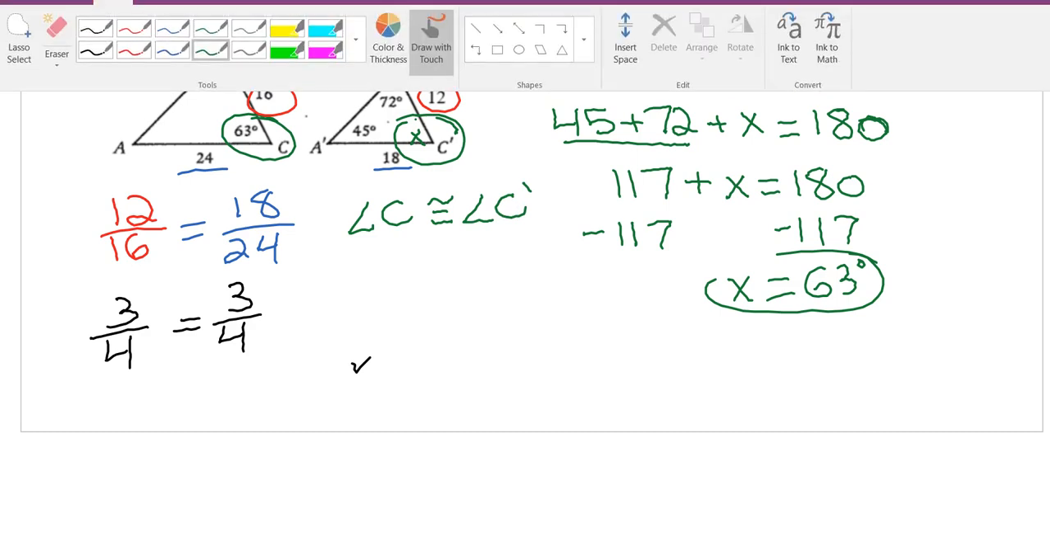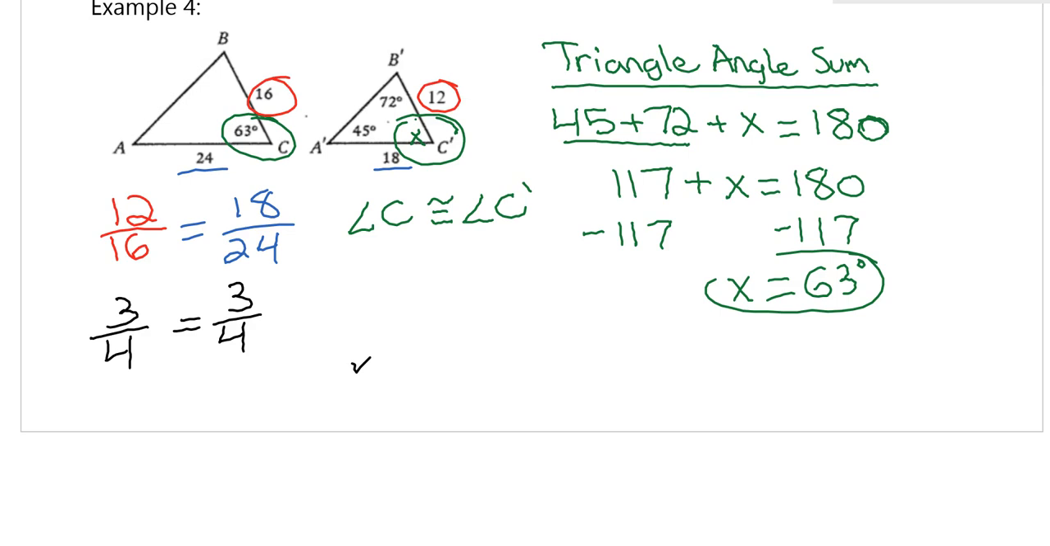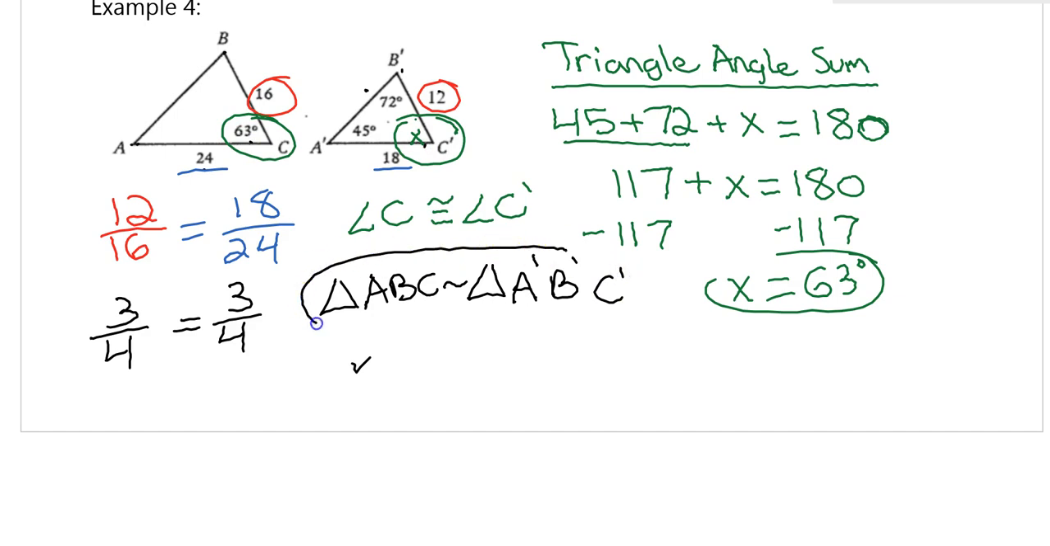Good. Now I can write my similarity statement. Triangle ABC is similar to triangle. Well, A is between the line and nothing. Line and nothing is A prime. B, between the circle and nothing gives me B prime. And then my given angle there, so C prime. So ABC is similar to triangle A prime, B prime, C prime. That's it. Go ahead, work on your activity.